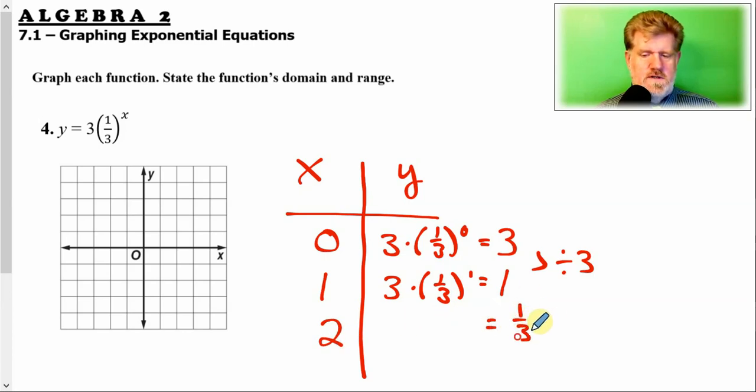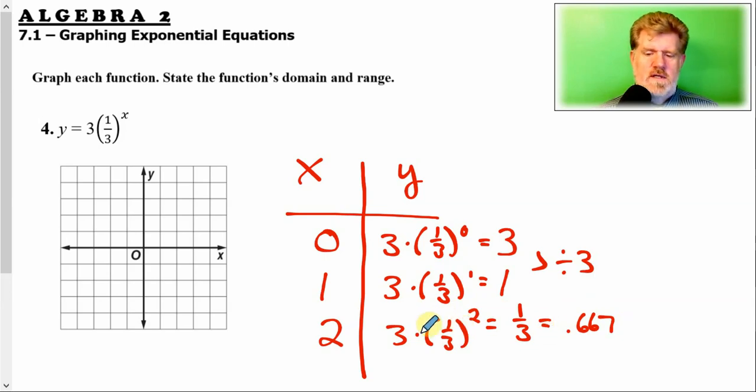So 1/3, it's about 0.667. Think about that. 1/3 squared is 1/9. 3 divided by 9 is 1/3. All right, we don't have to go any further. It's another small number. We put in 3. We're going to get 1/9, which is 0.111. All right, let's graph these.